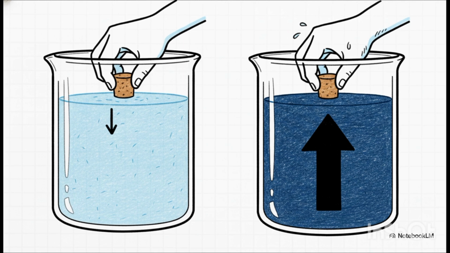For example, if you push a piece of cork into water and then try to push an identical piece into something denser, like glycerin, you are going to have to push way harder on the glycerin one. The denser liquid packs a bigger punch, so it gives you a lot more upthrust for the exact same volume.